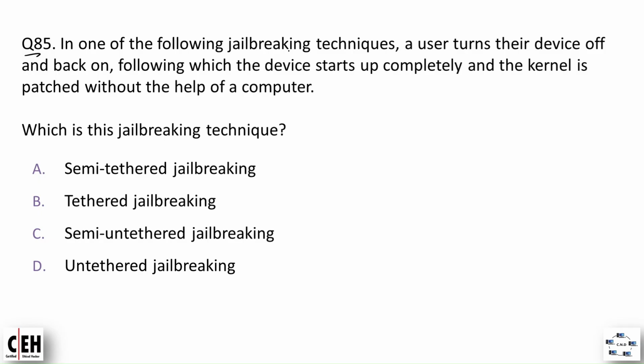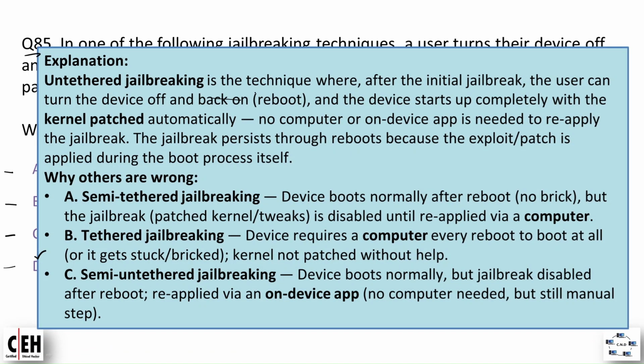Question number 85. In one of the following jailbreaking techniques, a user turns their device off and back on, following which the device starts up completely and the kernel is patched without the help of a computer. Which is this jailbreaking technique? Option A, semi-tethered jailbreaking. Option B, tethered jailbreaking. Option C, semi-untethered jailbreaking. And option D, untethered jailbreaking. And the correct option is untethered jailbreaking.